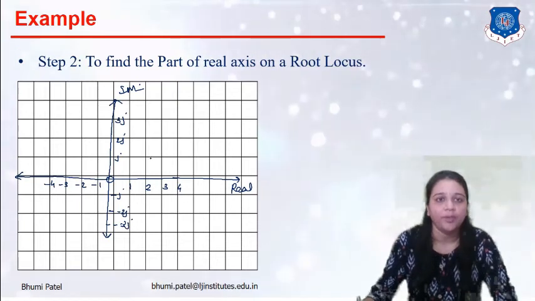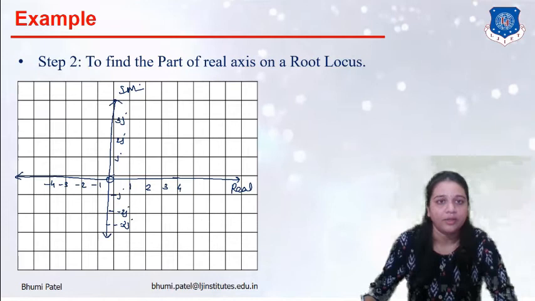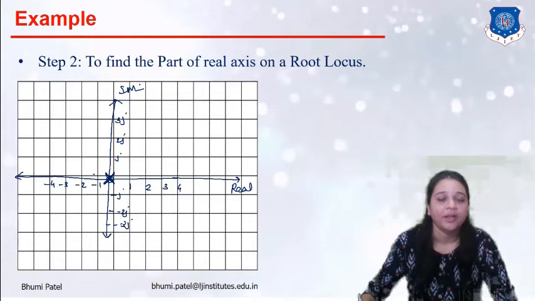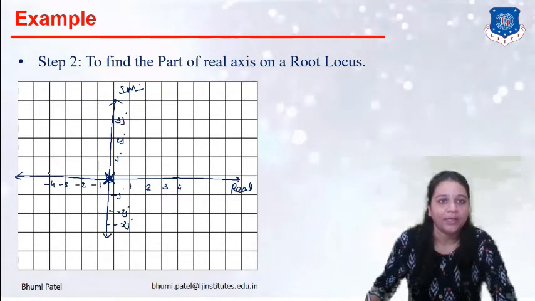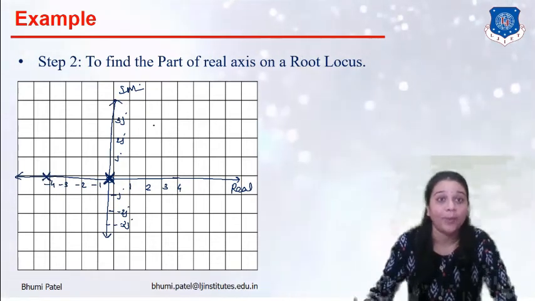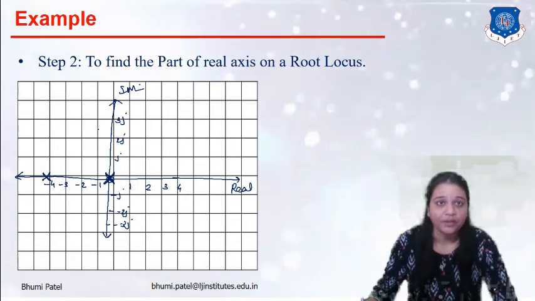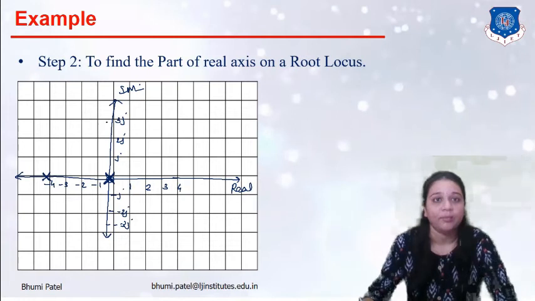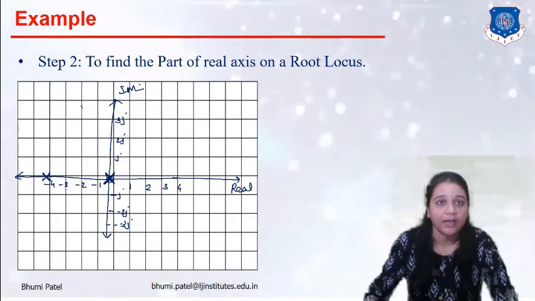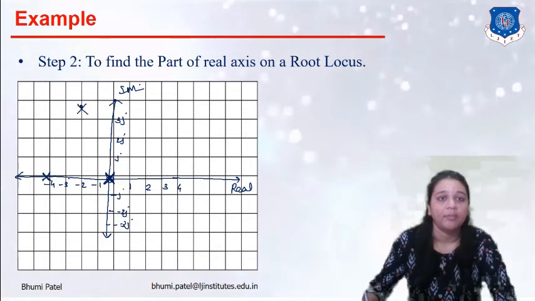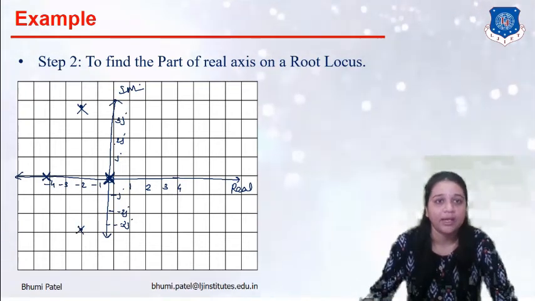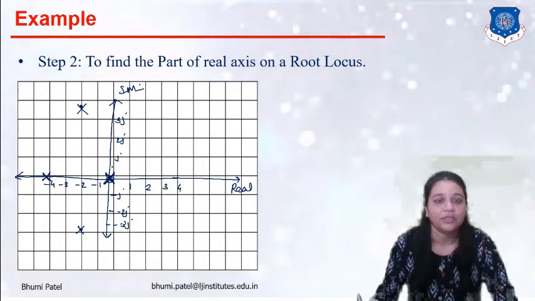Now one pole value is s is equal to 0, so the pole is located here with a cross. The second pole value is s is equal to minus 4, so this is my second pole. The third and fourth poles are s is equal to minus 2 plus 4j and minus 2 minus 4j. So these are located around here, minus 2 plus 4j and minus 2 minus 4j.